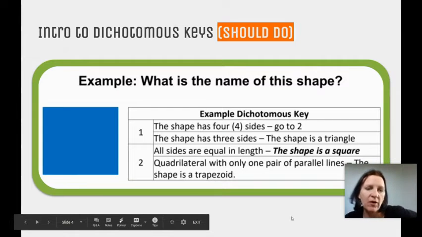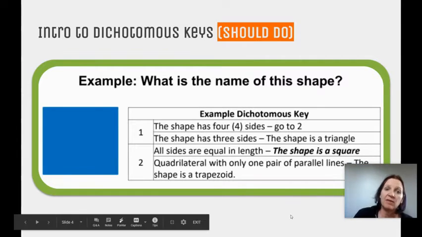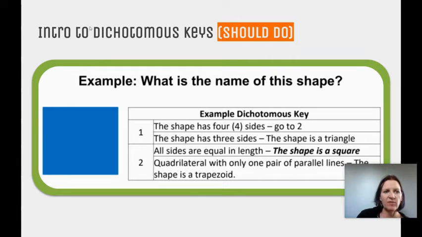This short video will walk you through how to use a dichotomous key. These are should do activities, just as a note. So, dichotomous, first of all, let's break down that word. So, di means two. So, in a dichotomous key, you always have the choice of two.